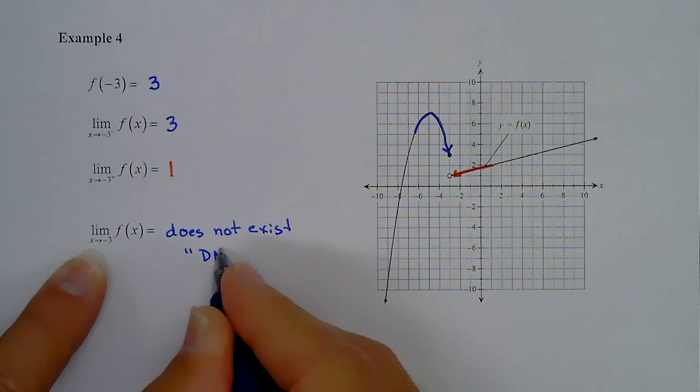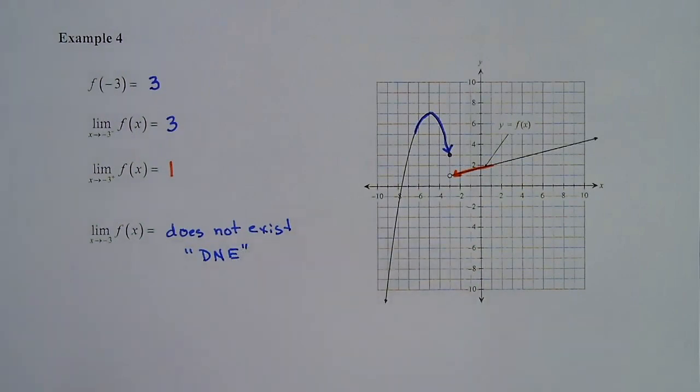You're going to see people write DNE for does not exist. And that's absolutely fine. Okay.